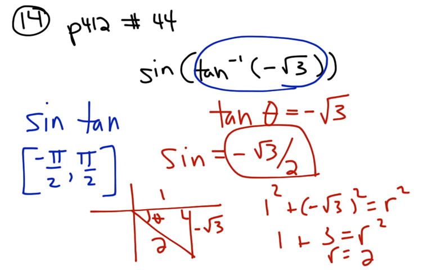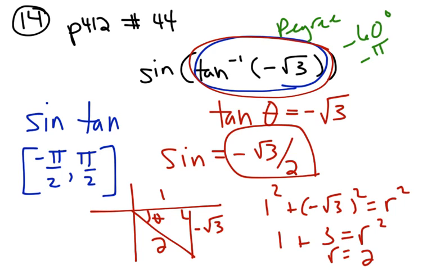And I did it by drawing a picture. You could have done it by determining the angle. If you had done this in your calculator, you want to make sure your calculator's in degree mode. The calculator will tell you the answer is negative 60 degrees, which is negative pi over 3. And then the sine of negative 60 degrees, well, the sine of 60 degrees is square root of 3 over 2. But since the angle is actually in quadrant 4, you have to make the answer negative.